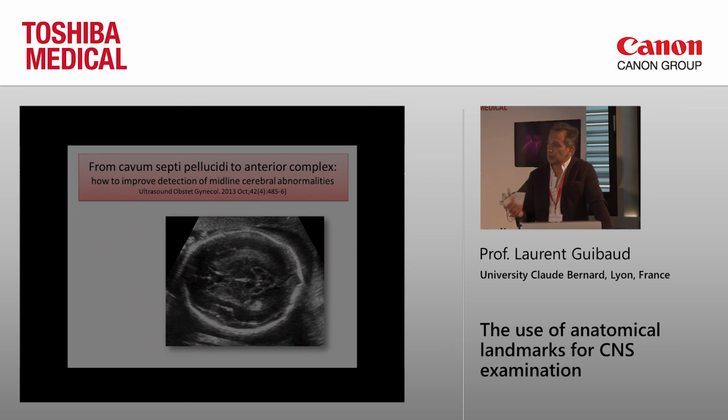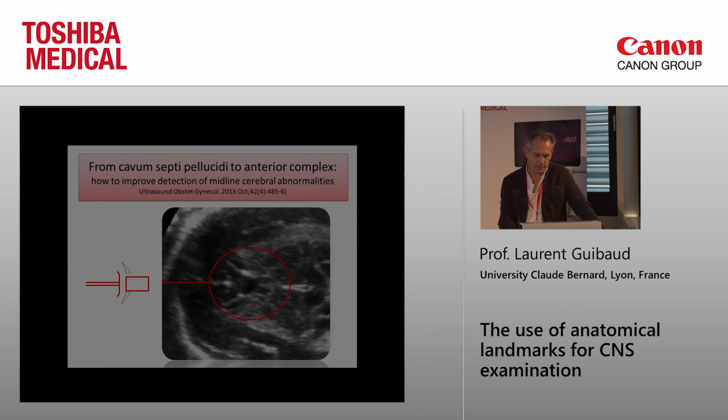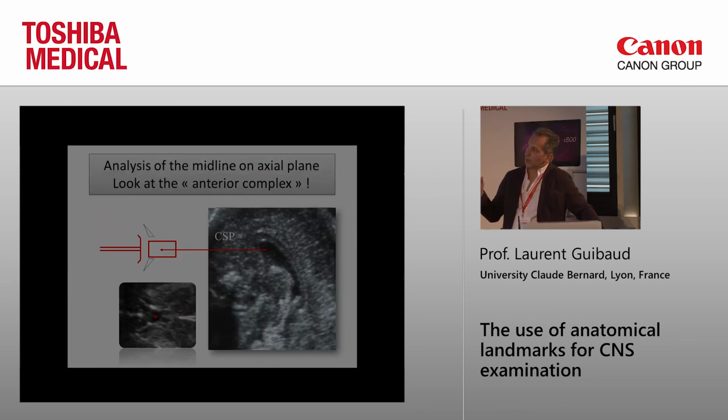So we published in 2013 the fact that we should improve our detection and looking at the anterior complex. This is, in fact, a complex formed by the cavum septum pellucidum, which is here on sagittal view and axial view. And on each side, there is a frontal horn.